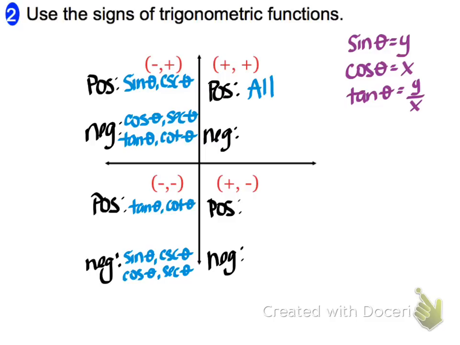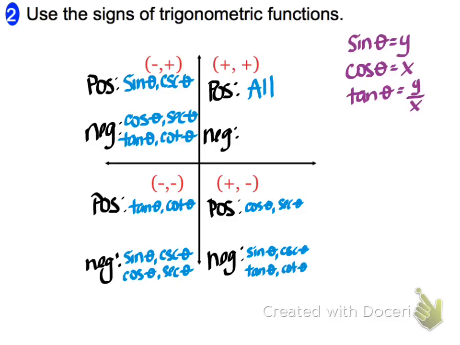And finally, I hope you're seeing a pattern here. In quadrant 4, the x value is positive. So that tells me that cosine and secant are both positive in that quadrant. And then all the rest, sine, cosecant, tangent, and cotangent, are all negative.